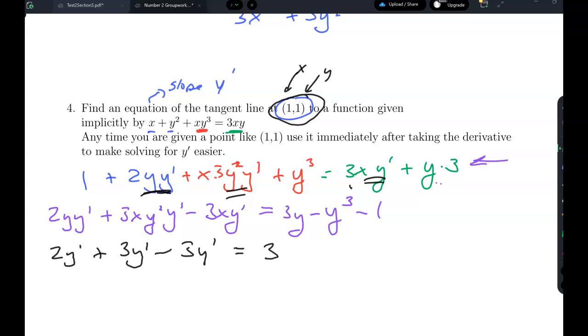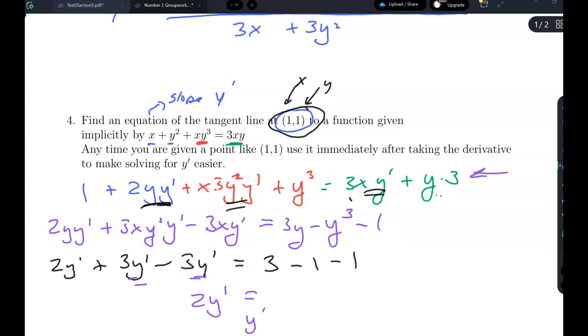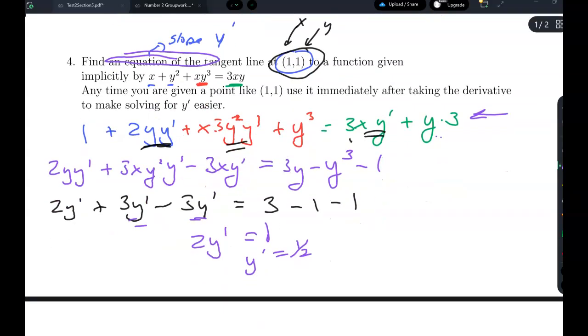equals 3 minus 1 minus 1. So both of these y primes cancel each other out. So I get 2y prime is equal to 2. So y prime is equal to 1, added wrong there. Y prime is equal to 1. And so then y prime is equal to 1/2. Doesn't answer the question. Remember, you need to go back and answer the questions. What's the equation of the tangent line? So I get y minus 1 is equal to 1/2 times x minus 1.